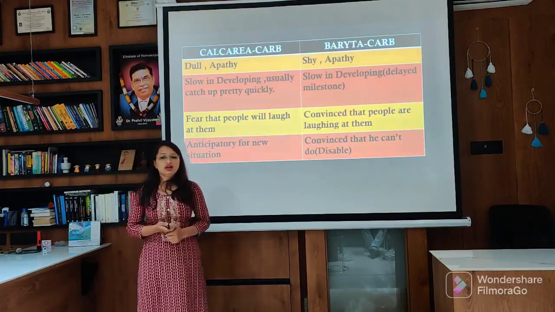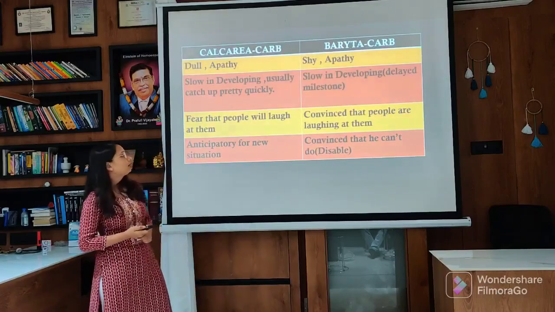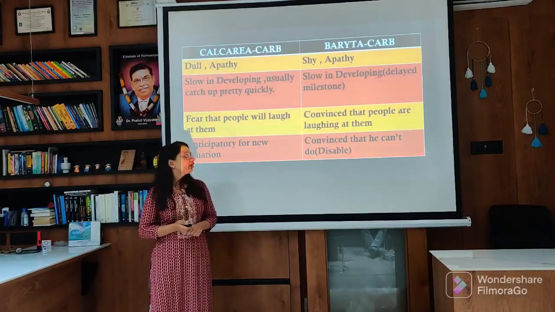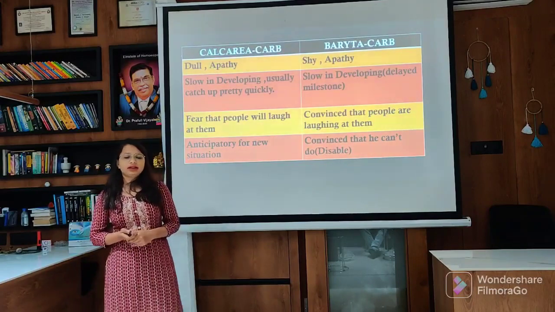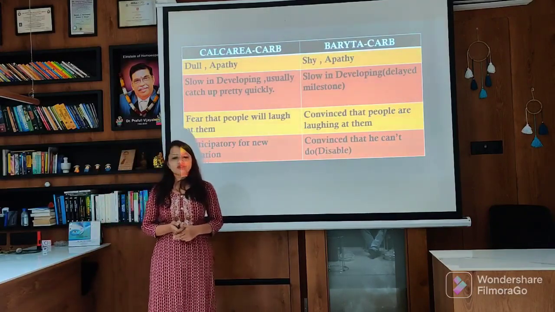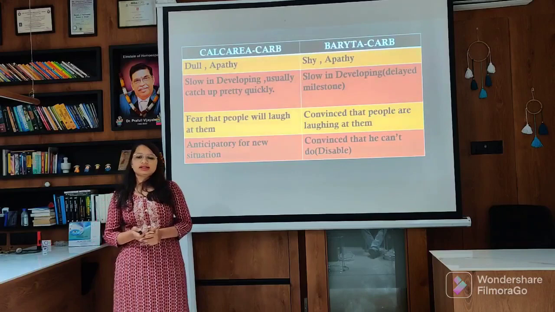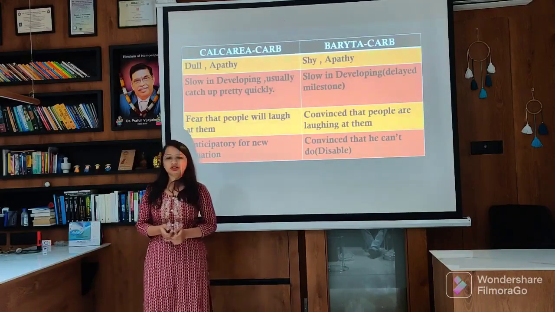Calcarea fears that people will laugh at them. Baryta is convinced that people are laughing at them. Calcarea has anticipation for a new situation. Baryta is disabled by a new situation.